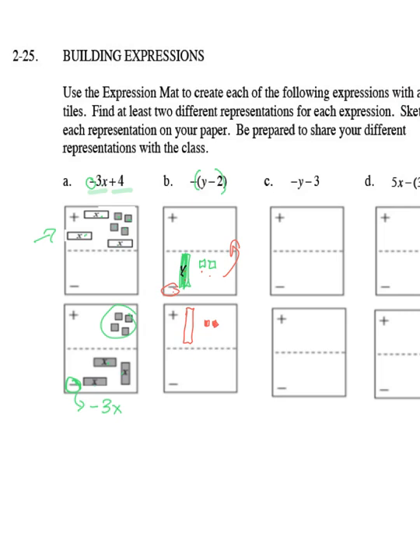Because again, if we go back to thinking of the negative as being the opposite, so on the first one I have, what is the opposite of y? Well, it'd be negative y. What is the opposite of negative 2? It would be a positive 2. And that's exactly what I have here. I have a negative y, and I have positive 2. So go ahead and finish up the last 2, and then we'll talk about those together.